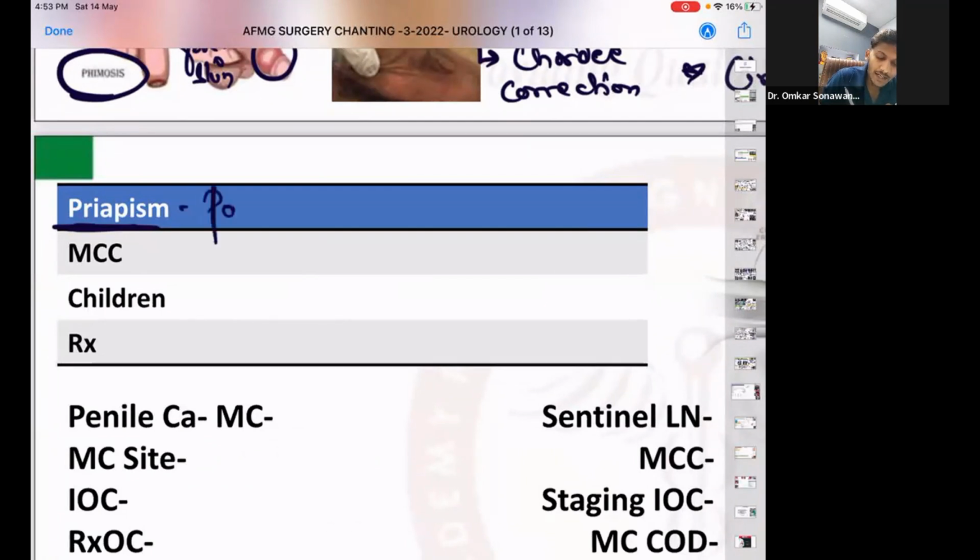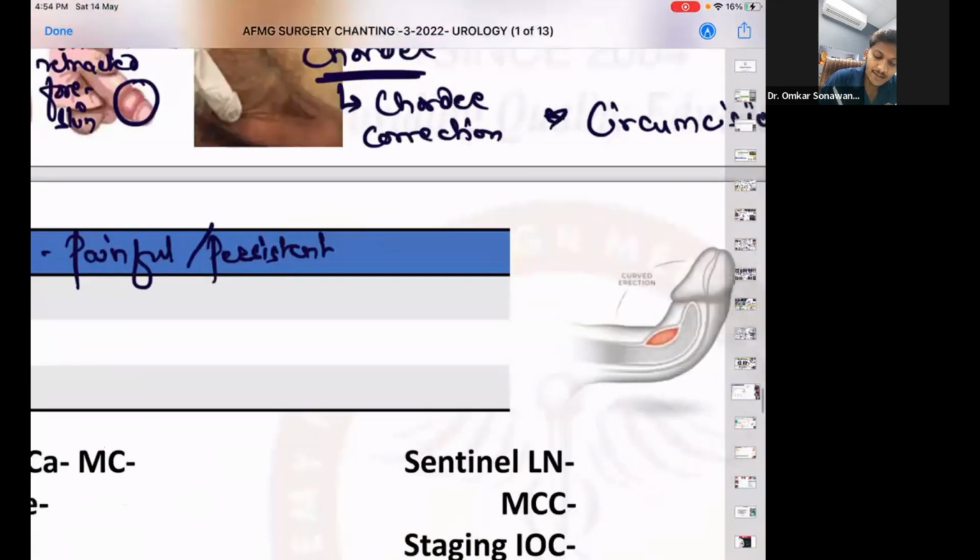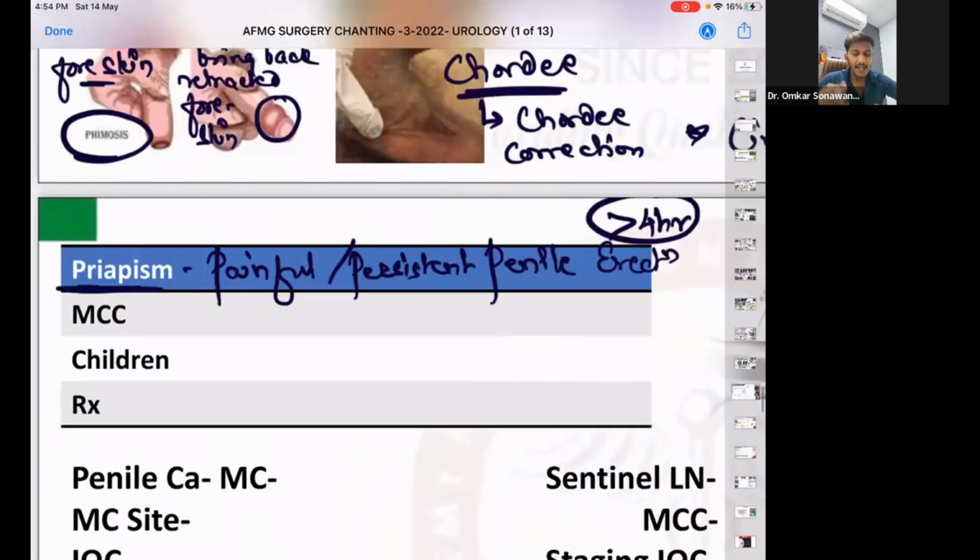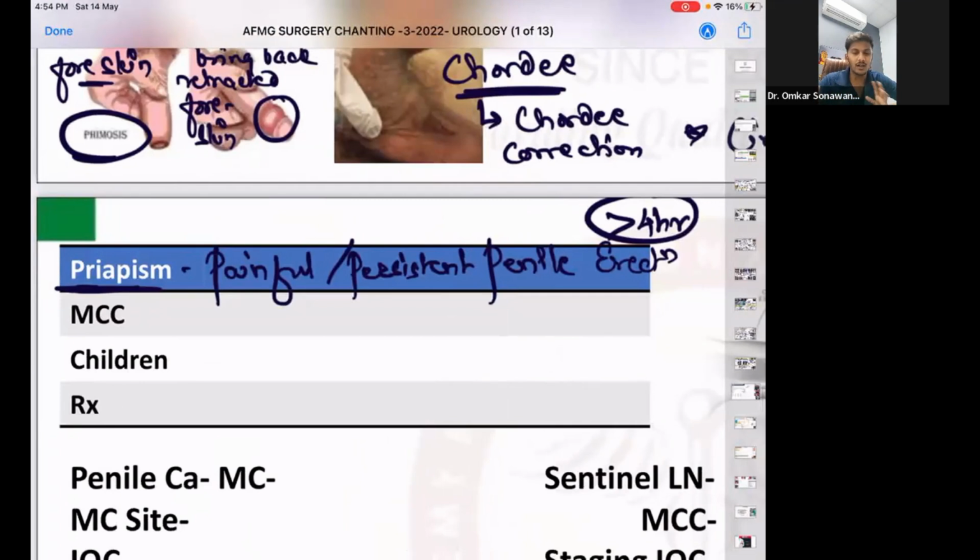Priapism is what? Painful, persistent penile erection lasting for more than 4 hours. It is called as usually priapism. Priapism can be due to a very highly violent sexual intercourse. It can be due to an overdosage of your sildenafil. It can be due to a papaverine injection into the corpora cavernosa. All of these can be the causes.